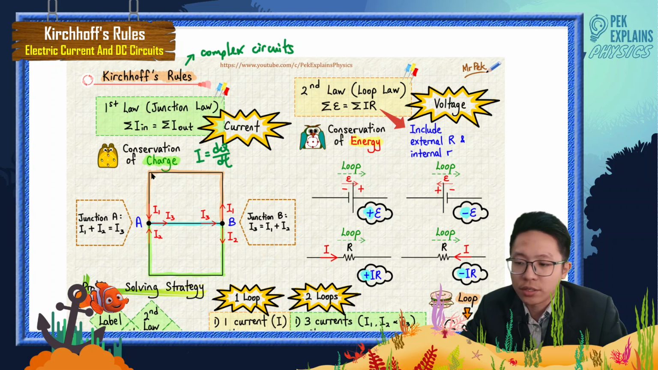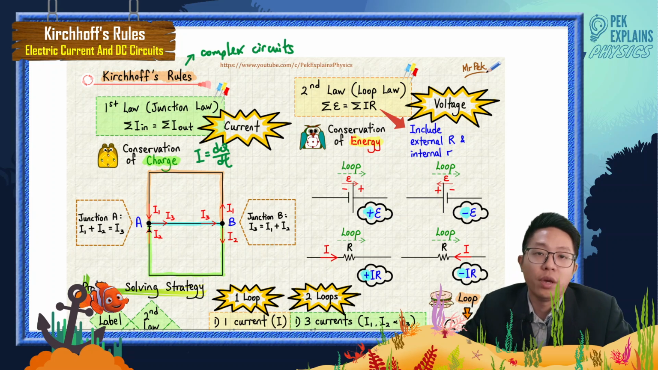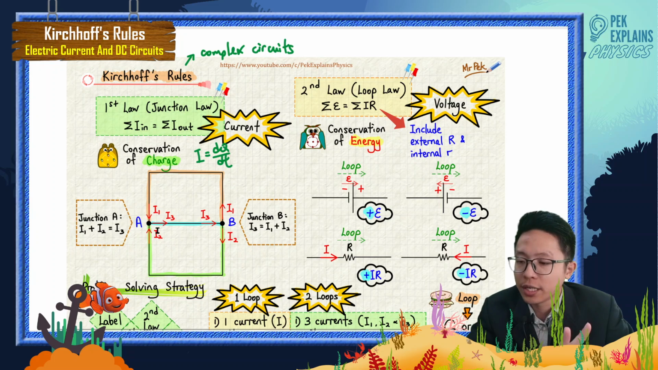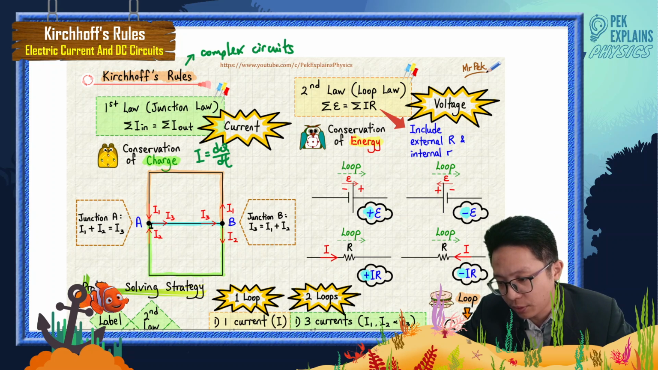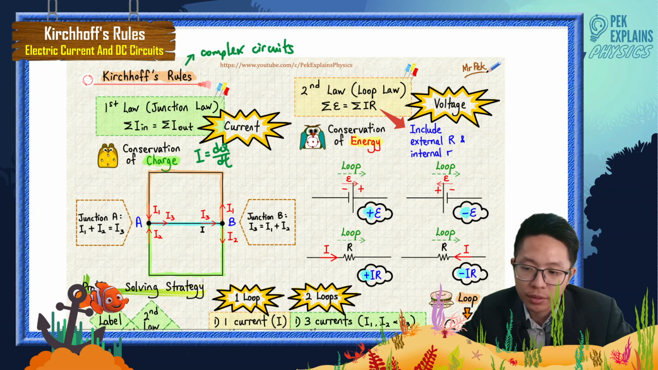Junctions are points where you have at least 3 currents, not 2 currents, not 1 current. For example, point A is a junction. You have 3 currents, and at point B you also have 3 currents. So these are called junctions.